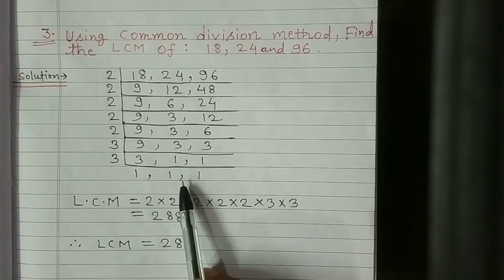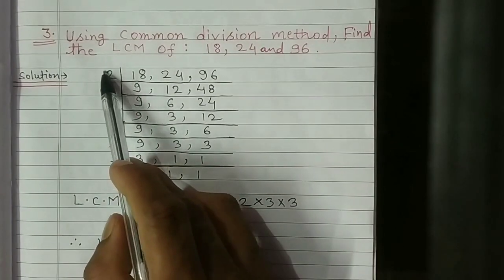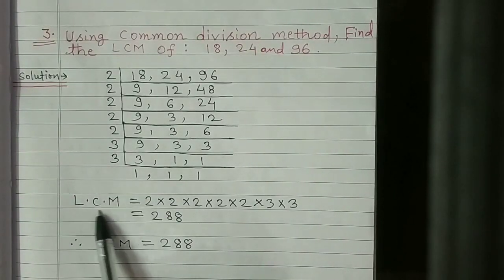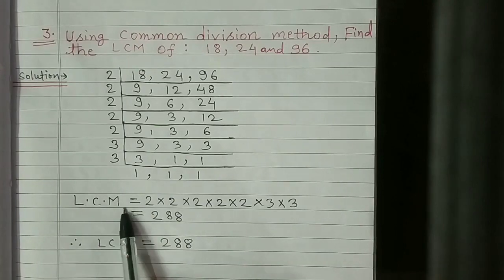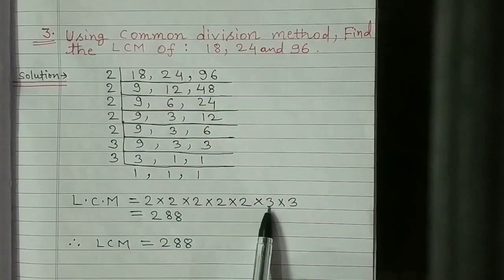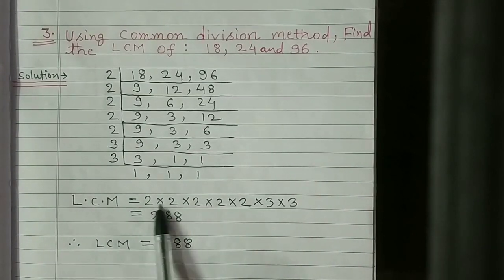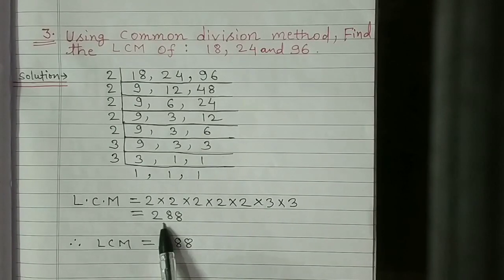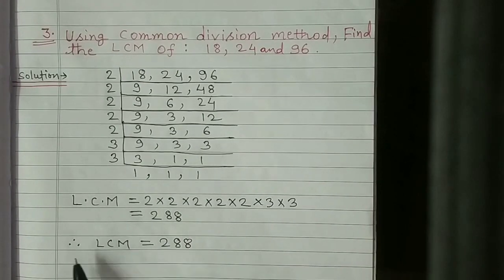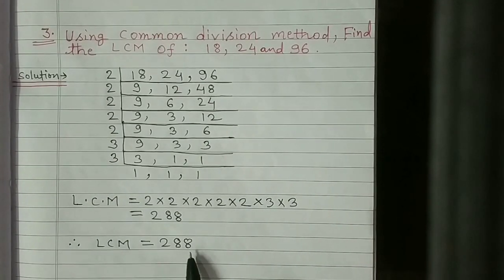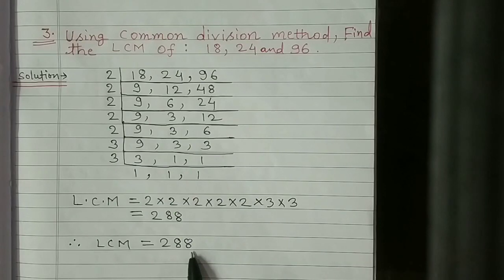And now we have got the LCM. If we multiply all these numbers, then we will get the value of LCM. So I have written here LCM equal to the multiplication of all these numbers. After multiplying all these numbers, the answer will be 288. So I have written at the end, therefore LCM equal to 288. Clear?